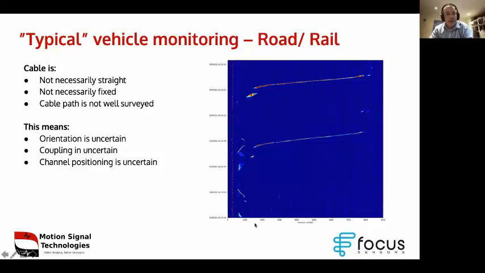But I guess the point I want to get across about the typical monitoring scenario is that even that's actually not that straightforward. The monitoring of these things is highly opportunistic. You're typically using these cables that are not straight and not necessarily fixed in position, so they're not necessarily well coupled to the motion. And importantly, the cable path is not necessarily that well known.